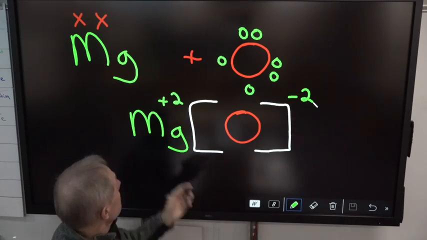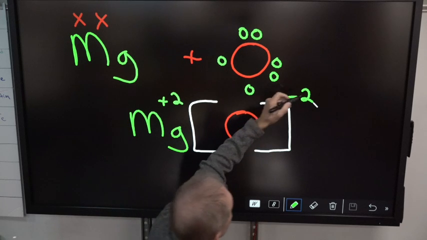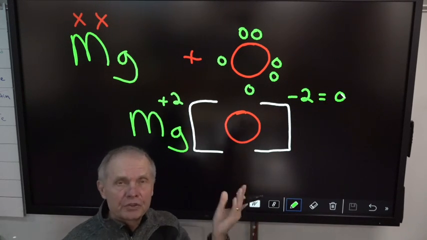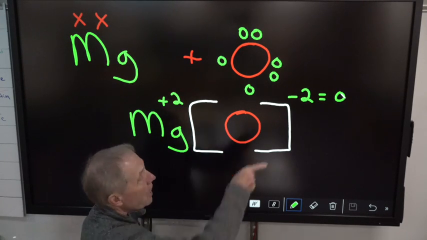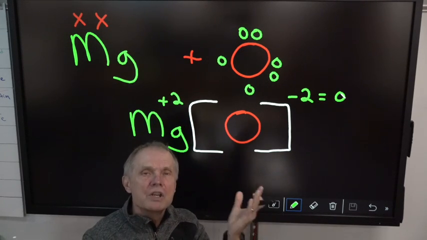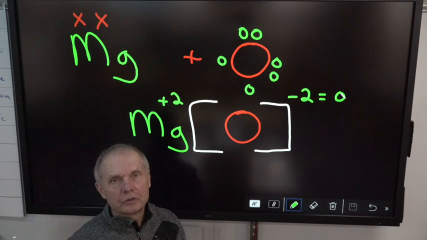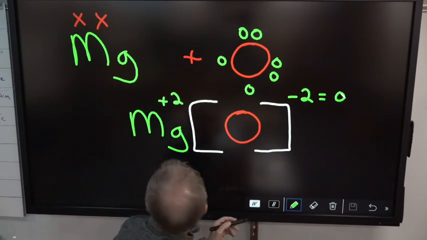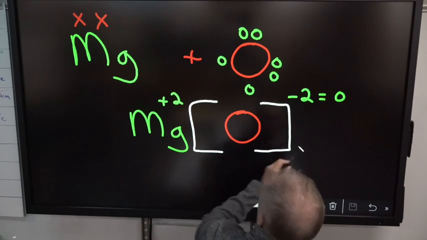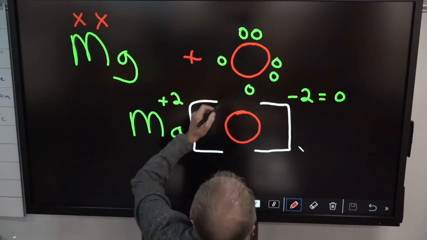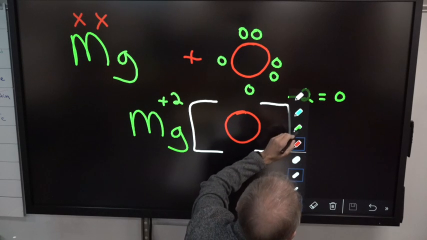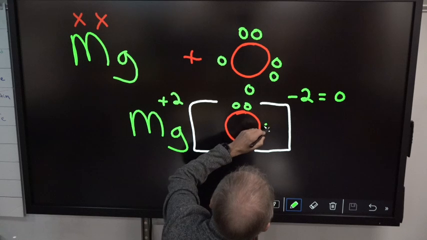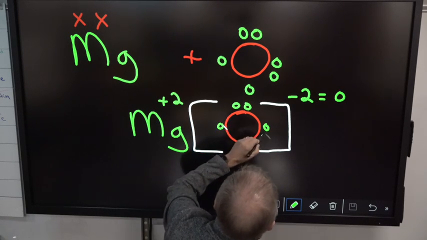So look, plus 2 minus 2 equals 0. I don't have to crisscross. If the 2 charges equal 0, you don't have to crisscross. So that's perfect. Now let's plug in the electrons. So we have 2 electrons there, but we're going to put in these first. So we have 1, 2, 3, 4, 5, 6.